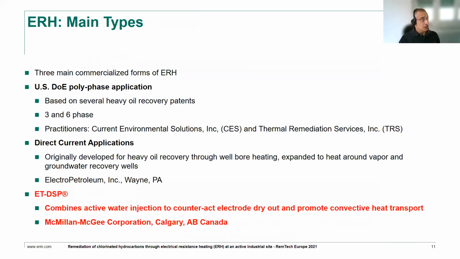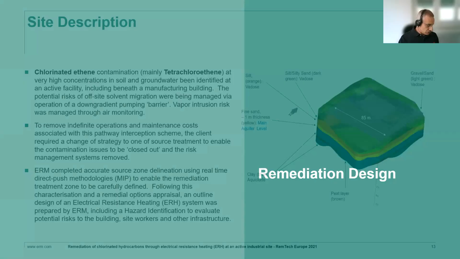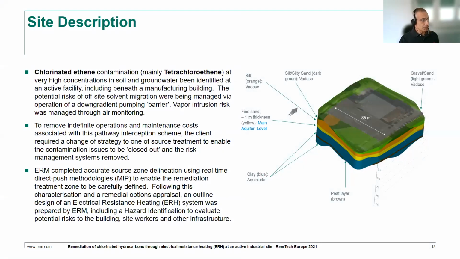There are many types of this technology. They are from different providers. In this case study, we refer to ETDSP that is provided by McMillan-McGee Corporation in Canada. So they were the provider of the technology for this site. Regarding remediation design, the contamination was mainly several chlorinated ethylenes, but mainly tetrachloroethylene, in the unsaturated and saturated layer with very high concentration, especially in groundwater, that is a few meters below grade.